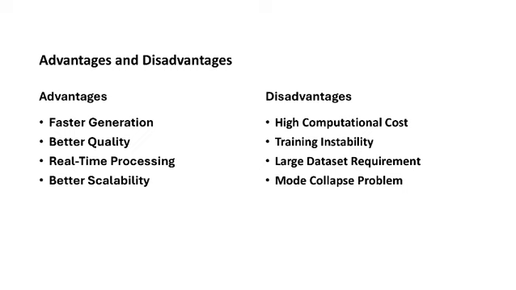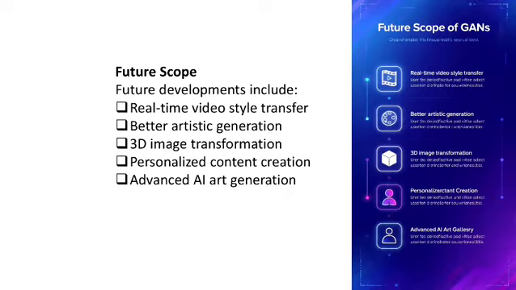Then the last slide is future scope. The future scope of GAN-based style transfer is very large. Future applications include real-time video editing, advanced artistic generation, 3D image transformation, virtual reality applications, personalized content creation, and AI-based art generation systems. Researchers are also working on improving output quality, reducing training costs, and developing more efficient GAN architectures.